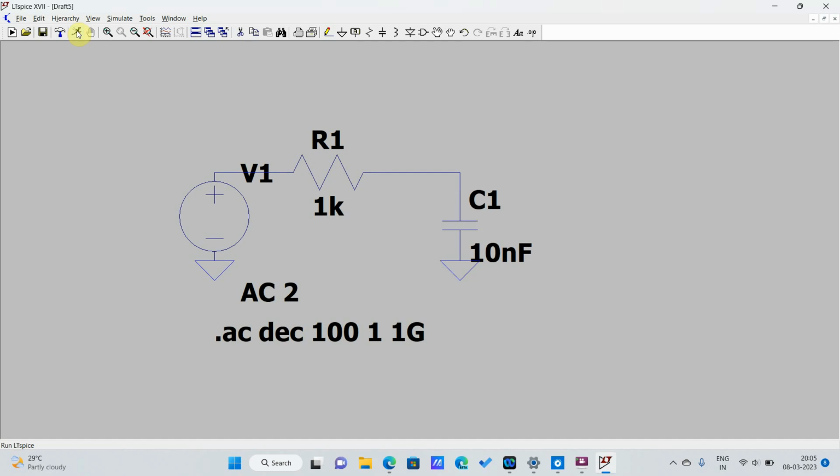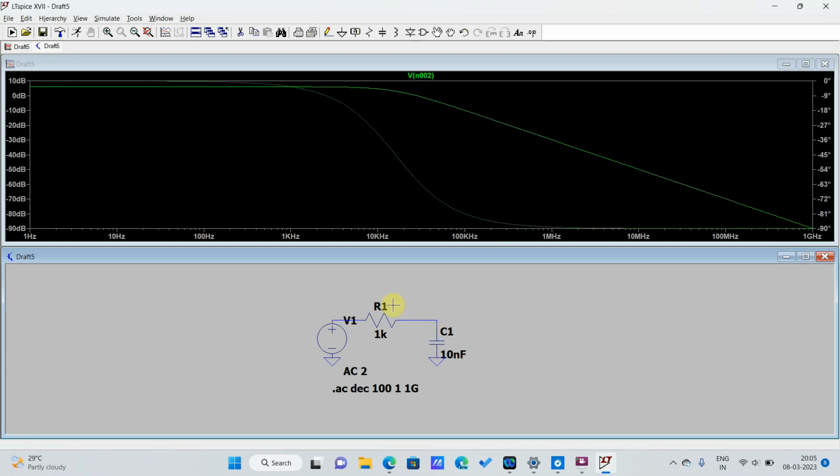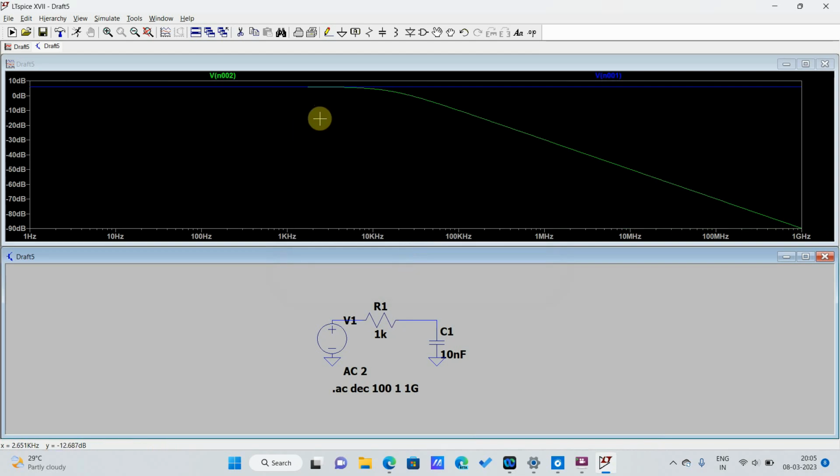Okay, so now let's go on. So the blue one is the frequency response of the input source, which is constant as the voltage is constant. Then the green one is the frequency response of the output.